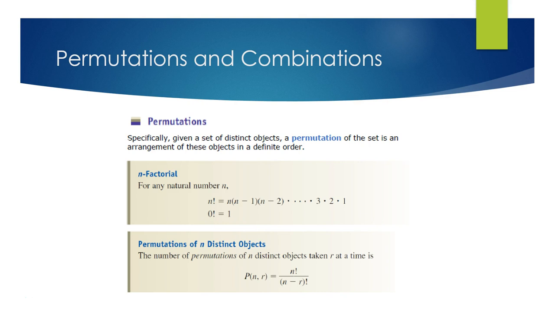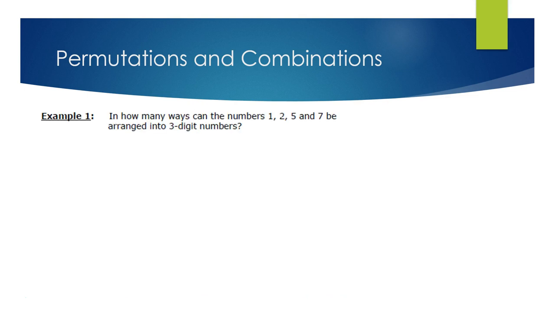So the number of permutations of n distinct objects taken r at a time: if I have 5 things and I'm going to choose 3 of them, n would be 5, r would be 3. And I'd plug it into this formula, n factorial over n minus r factorial. So let's have a look at an example. You're given the digits 1, 2, 5, and 7, and you want to arrange them into 3-digit numbers. So you're only going to choose 3 out of the 4 digits you have.